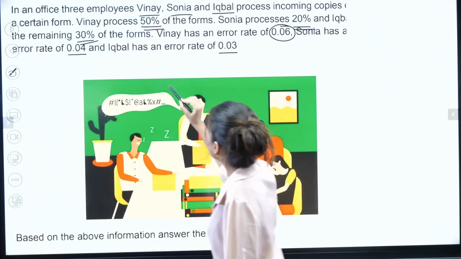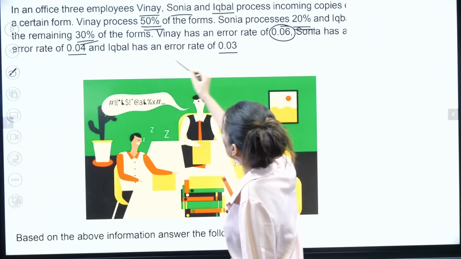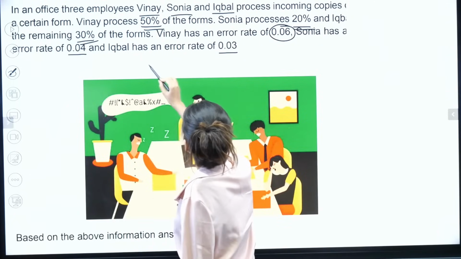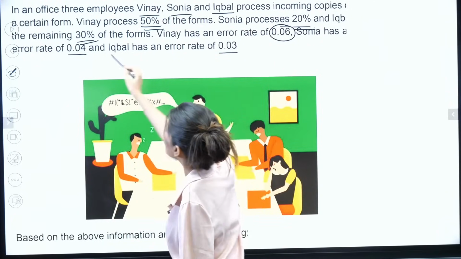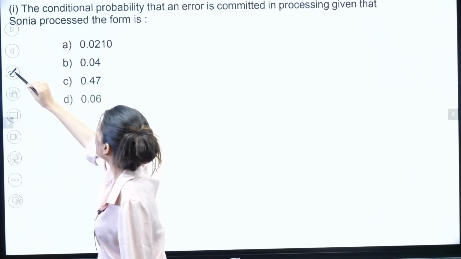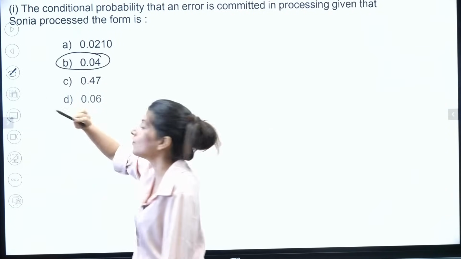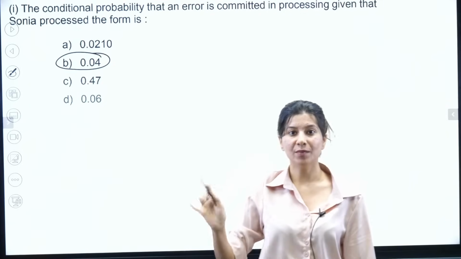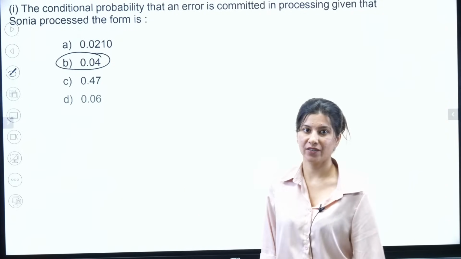So Sonia का कहाँ है? So Sonia का क्या error rate है? Sonia has 0.04. So basically the final answer will be 0.04 only, direct, because the events are independent events.